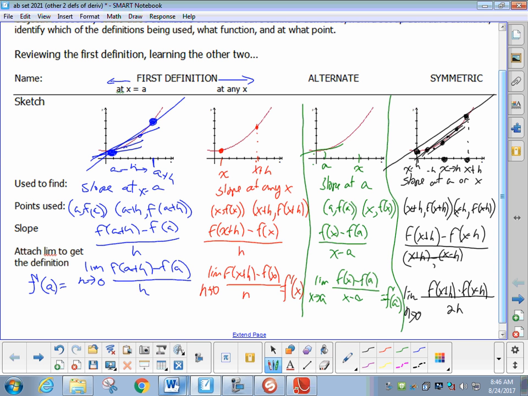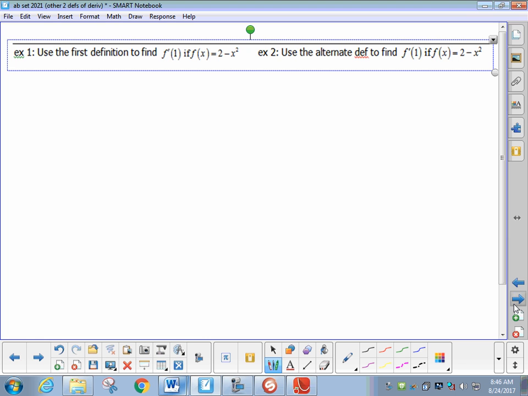Now, I need you to be able to do two things, really. Be able to use them to find your own derivative, and be able to recognize them when they're set up for you. So let's go with that first skill. If I said use the first definition to find f prime at 1, given that f of x is 2 minus x squared.